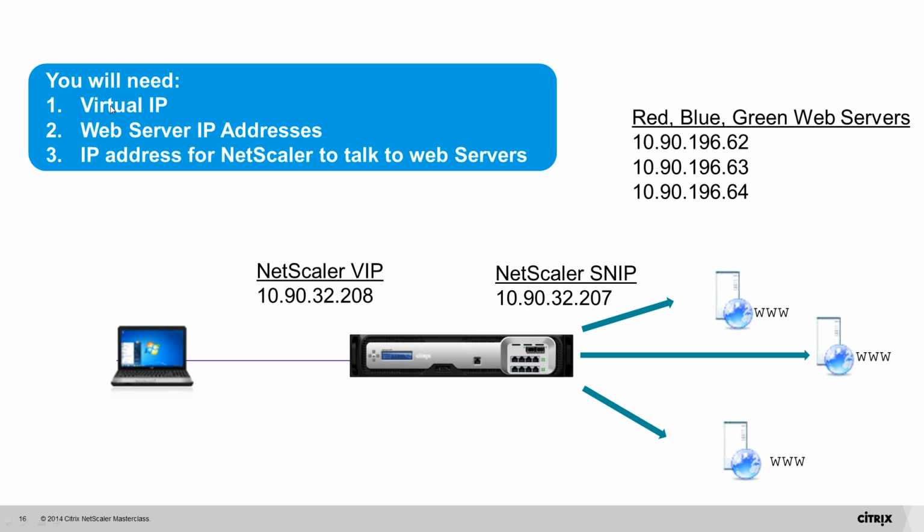So I have my NetScaler. I need a virtual IP, and I have one of those. I need a web server IP address. I've got 3 web servers with different content just to show that requests land on different servers. And I need an IP address to put on the NetScaler that NetScaler will use to talk to the web servers. Because don't forget, NetScaler is a TCP proxy. So you have the client talking to the NetScaler VIP. That's one GET request. And then you have the NetScaler SNIP sending the same request to one of the backend servers. Okay, so we see the same conversation twice on NetScaler.